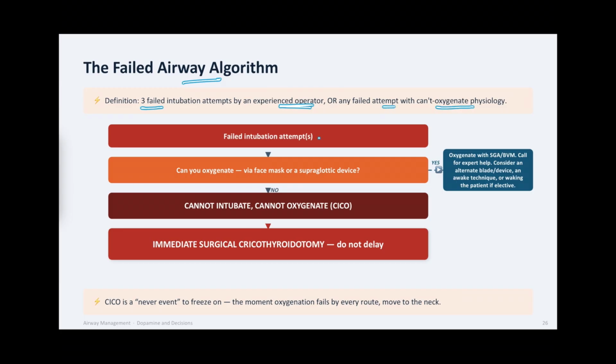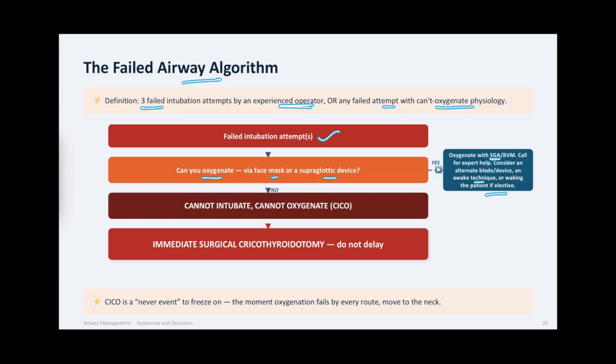Let's say you have failed intubation attempts. One question you need to ask is: can you oxygenate the patient? If you can oxygenate the patient via a face mask or a supraglottic airway device, now you have time to convert this supraglottic airway device or face mask into the definitive airway. Here you need to call for extra help and consider an alternative blade or device. Consider awakening the patient if it is possible. If it is not, you need to go for an awake intubation.